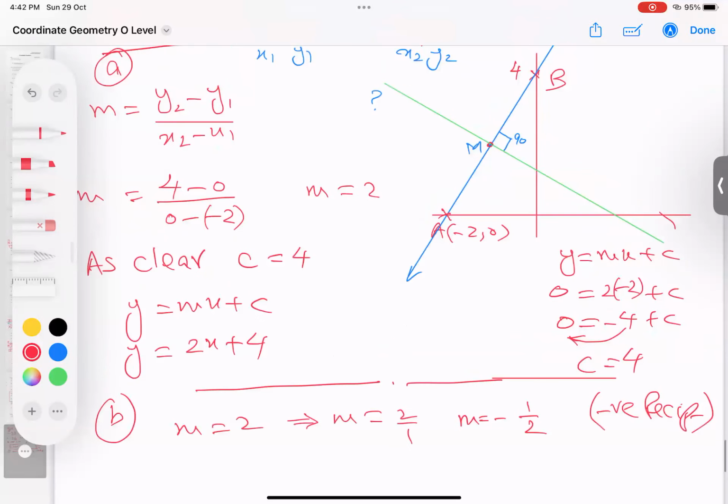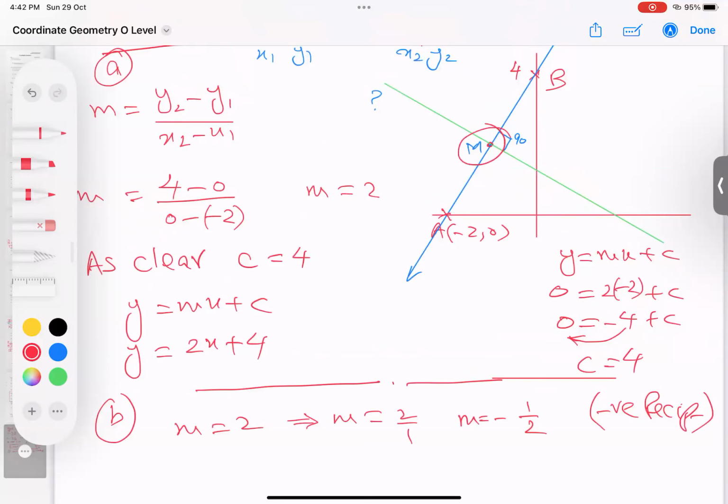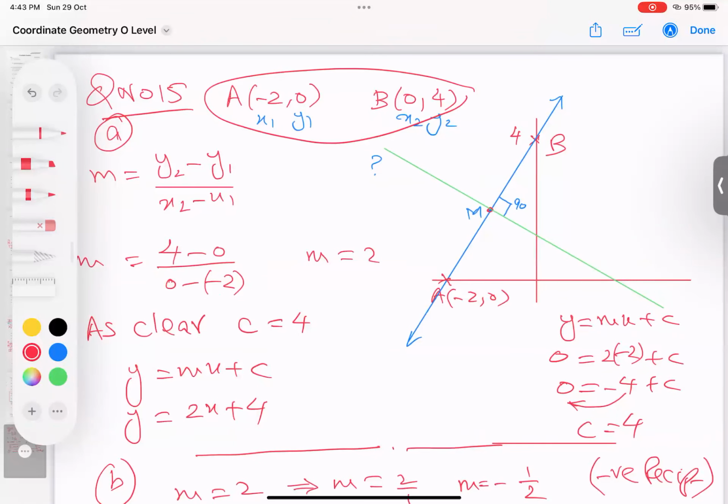And now I will use the green line gradient, which is this. And I need the M coordinate. I can't use A for the green line. Why, sir? A does not lie on the green line. I can't use B for the green line. Why, sir? Because B does not lie on the green line. So I'm looking for the M coordinate. How to get it? Use the midpoint formula. Use A and B to get the M coordinate.